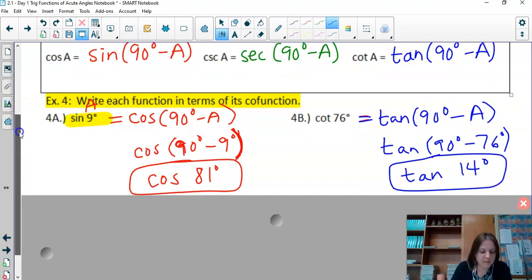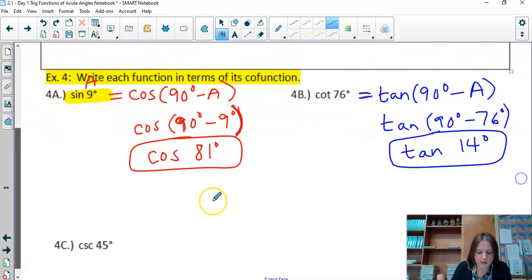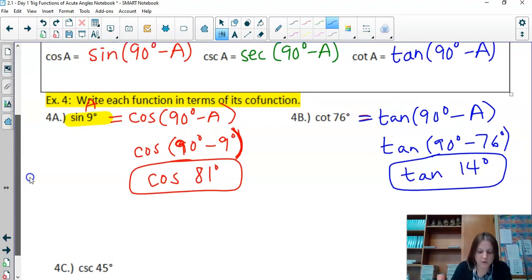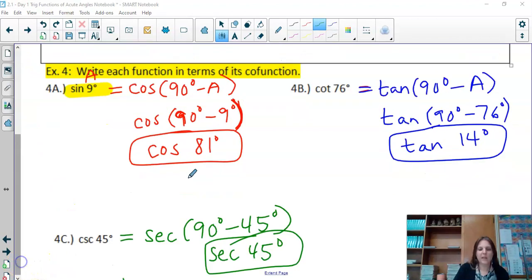Okay, one last example. Let's try a cosecant. So cosecant of 45 degrees. Go ahead and write what it equals and see if you can find its cofunction. Did you get secant of 45? If you did, then you've got it right.